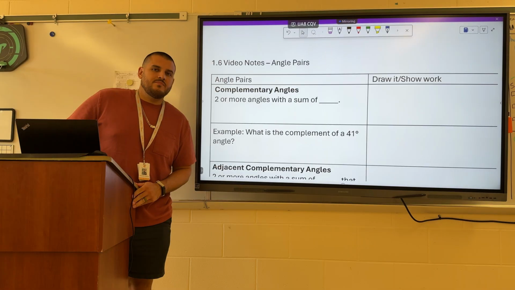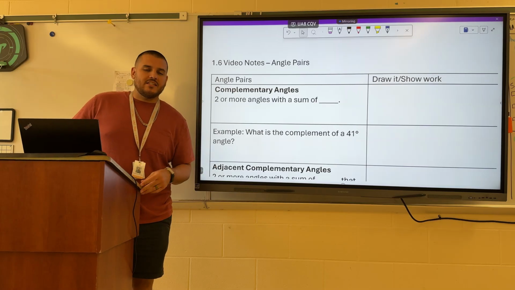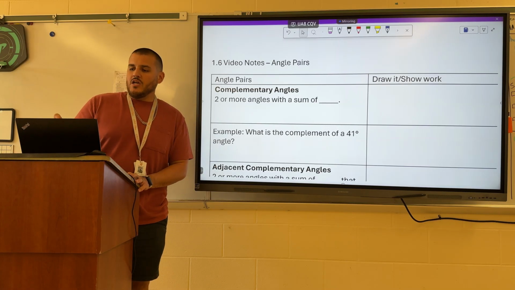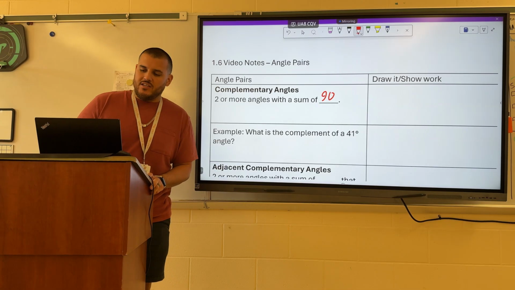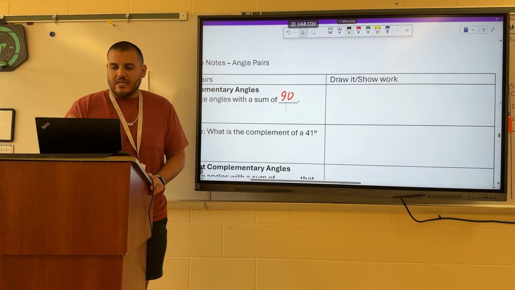Today's video lesson is going over section 1.6 of geometry, which is all about angle pairs. Let's get into it. We have 4 angle pairs to learn about today, starting with complementary angles, which are just 2 or more angles that have a sum of 90 degrees. So any 2 angles that add up to 90 degrees.